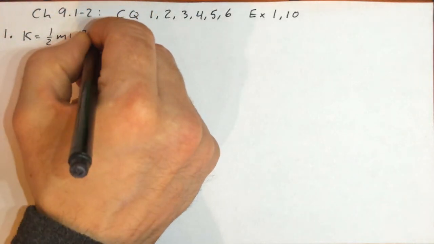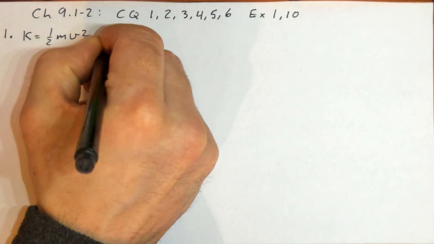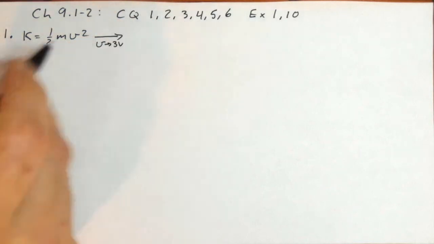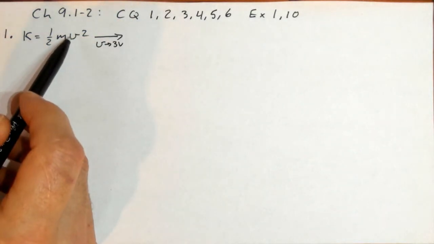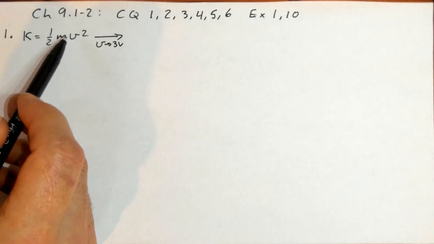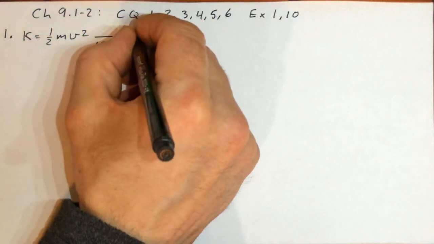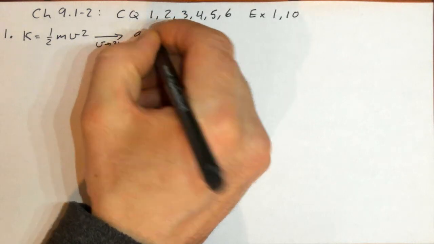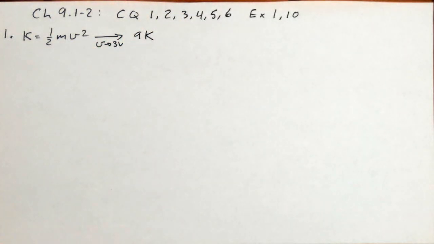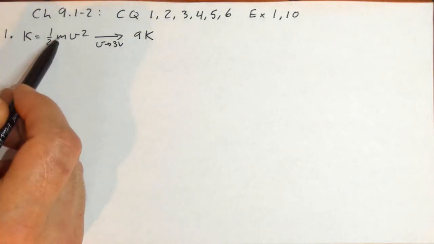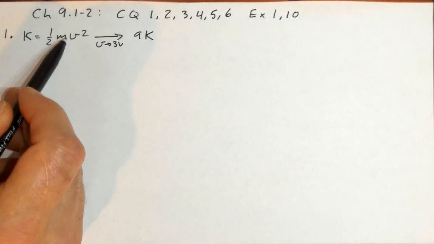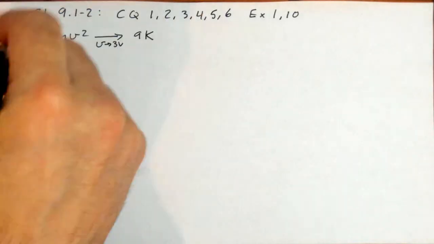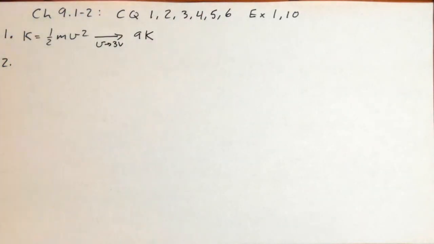So we see how it's squared. That means as v goes to 3v, the 3 gets squared, so we get a factor of 9. So that means we're going to get 9 times the original kinetic energy. So increased by a factor of 9. Just recognize that kinetic energy is linear in the mass, but quadratic in the velocity. Okay, number 2. Take a look at that one.